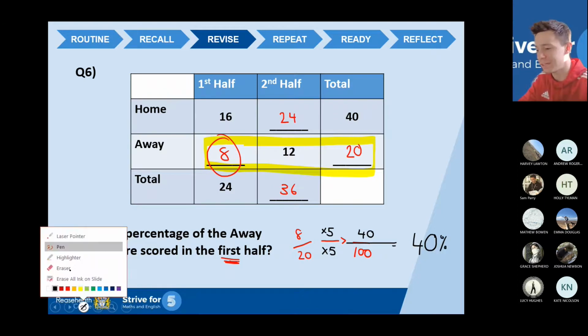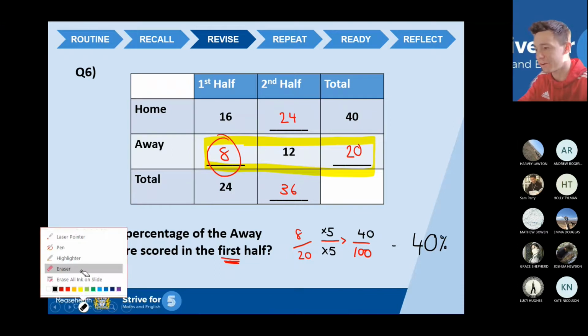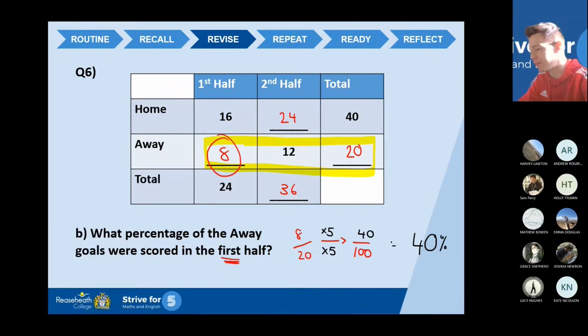So 40% of this team's goals were scored in the first half. Okay? So 40% of their away goals were scored in the first half. That might only be worth 1 or 2 marks. But it's definitely 1 or 2 marks that I want us as a cohort to be getting, okay? So I'm going to be putting questions like that into my starter next week, asking you to convert amounts into fractions and then into percentages.